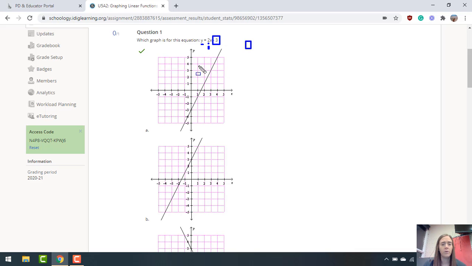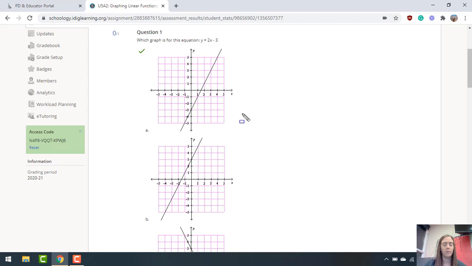Okay, so if we look at this first graph, we start at -3 on the y-axis. So I'm going to go down to -3. That's where it's starting, right there. And then for my slope, the top number is your up or down, and to the right one, because they're both positive. So I go up 2 and to the right 1, up 2 and to the right 1. Okay, so that's the correct line right there.